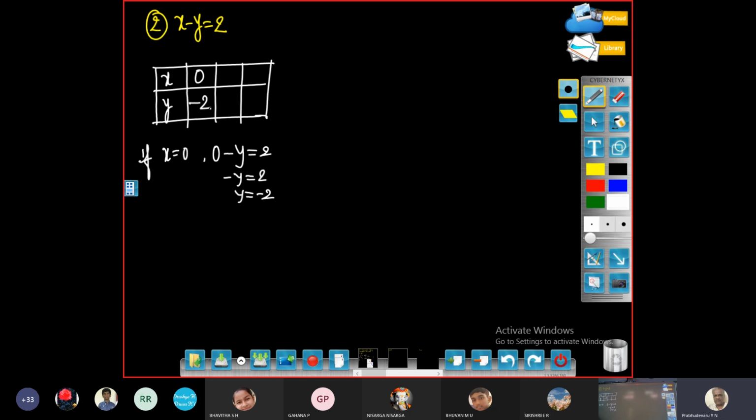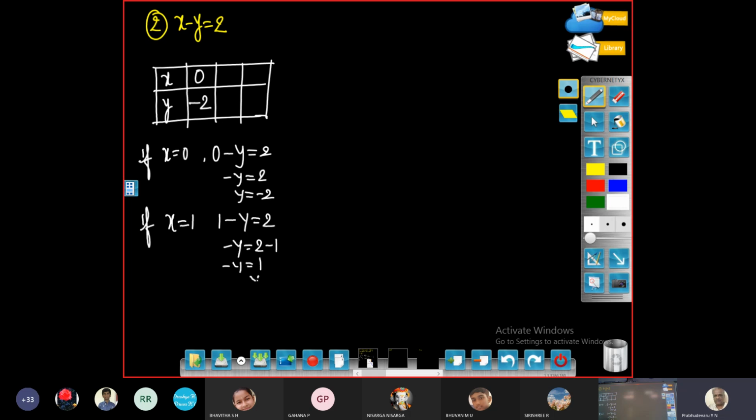Now you tell me one more value. If x is equal to 1, what happens? Substitute this value in the equation. 1 minus y is equal to 2. Minus y is equal to 2 minus 1. Sir, y is equal to minus 1.